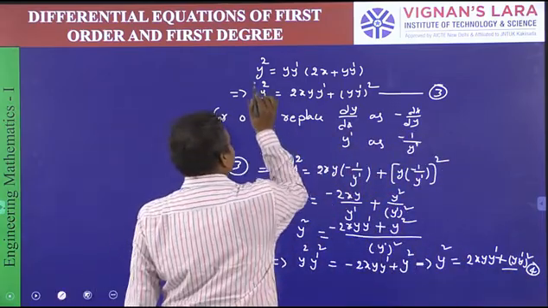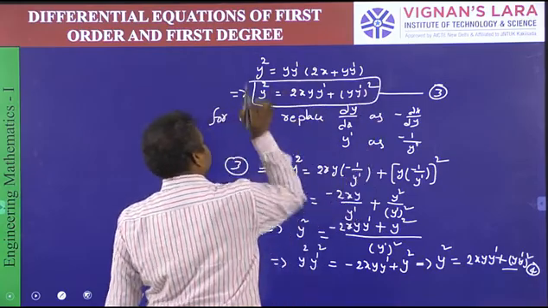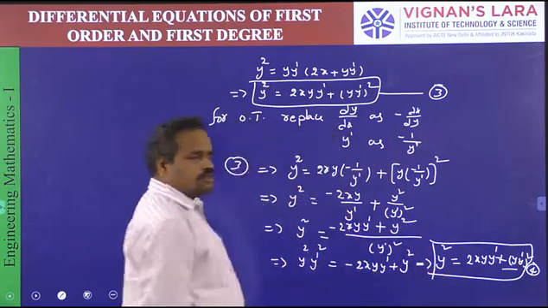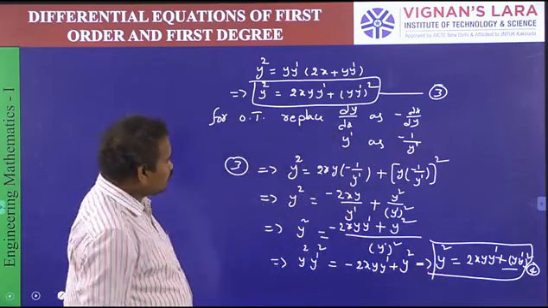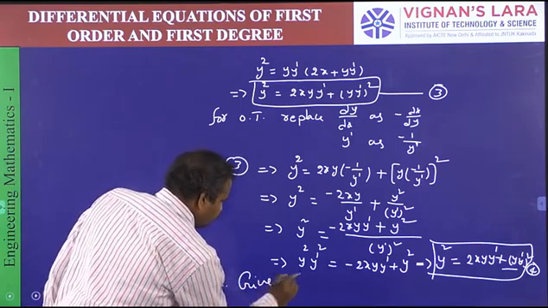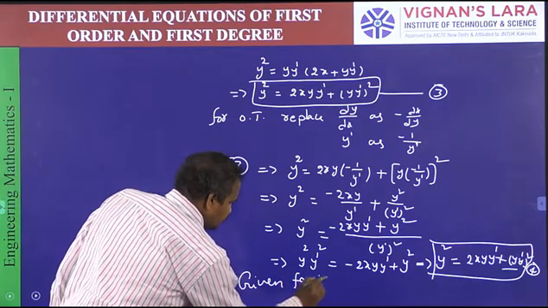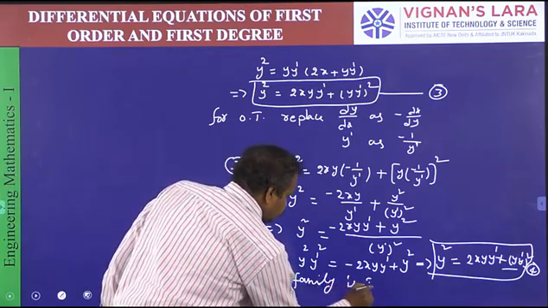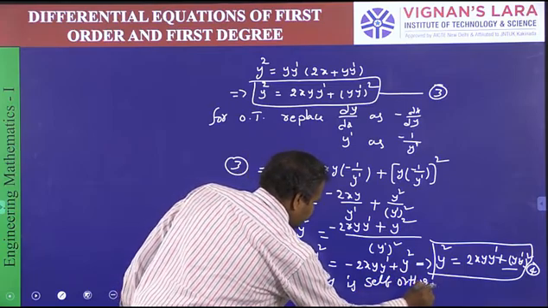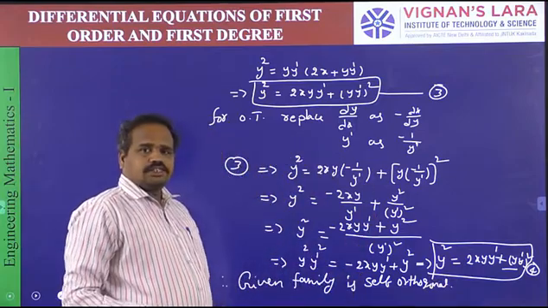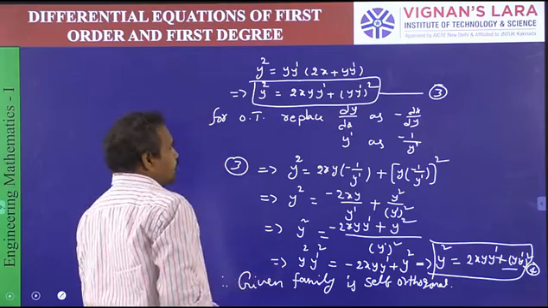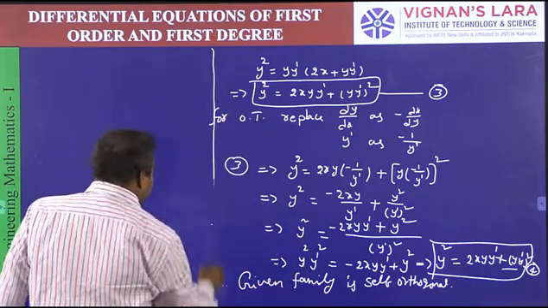Observe equations 3 and 4. Both are same. This is our equation number 3 and this is our equation number 4. If you are observing, those two are same. That means therefore the given family is self-orthogonal. Like this, we are saying that the given family is self-orthogonal. Here I am giving an exercise for you.